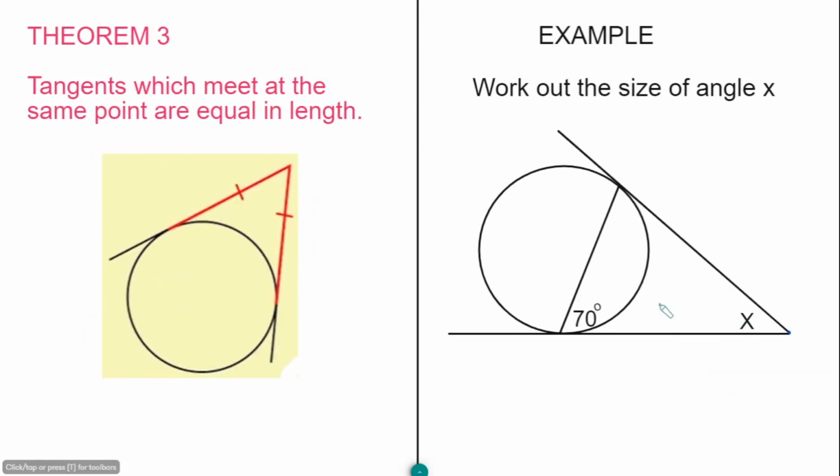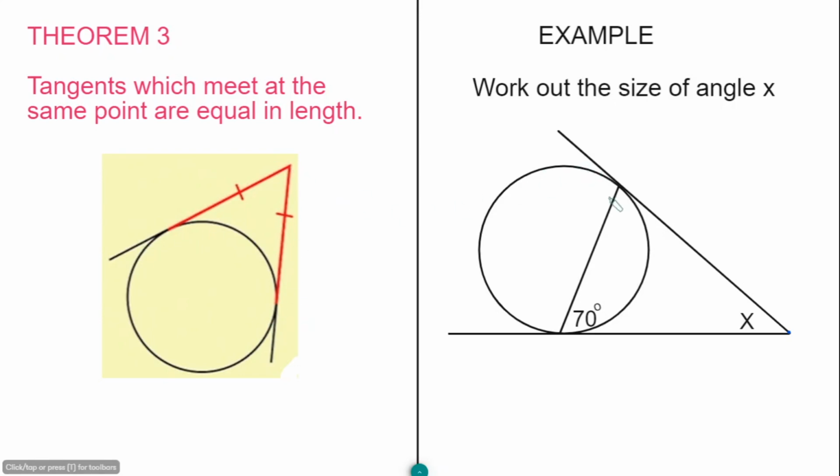Okay, so we come to the third theorem. The theorem says that tangents which meet at the same point are equal in length. Now, let me explain that. You've got two tangents drawn up here, meeting at this point. Now, these two tangents, one in red and another also red, are always equal in length. That's what it really says, okay? And that's why you see this mark drawn here, meaning that this tangent here and this tangent here are always equal because they meet at the same point here, okay?